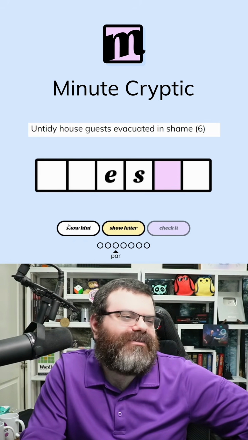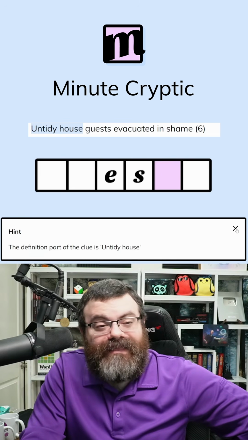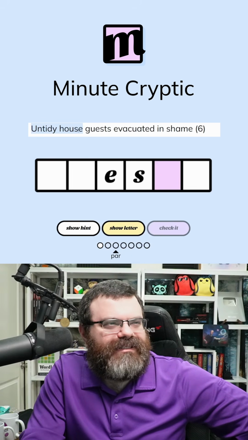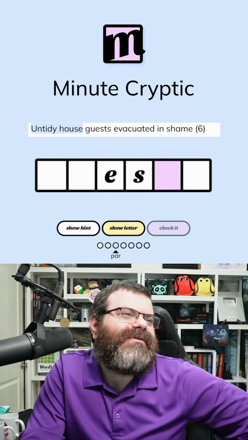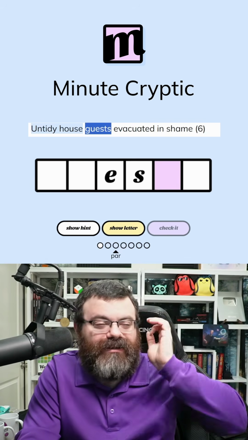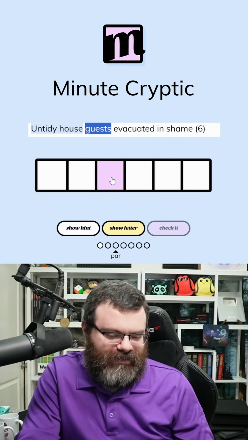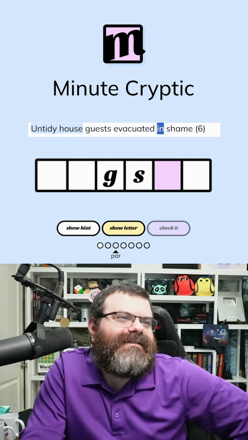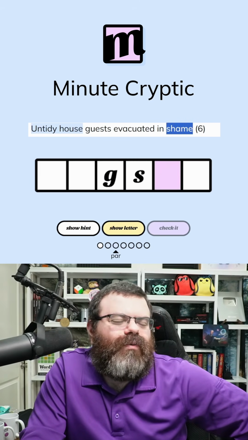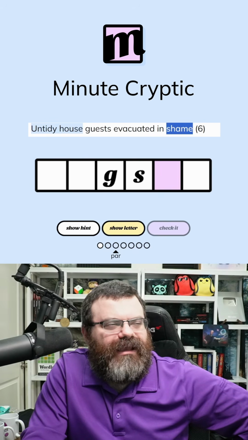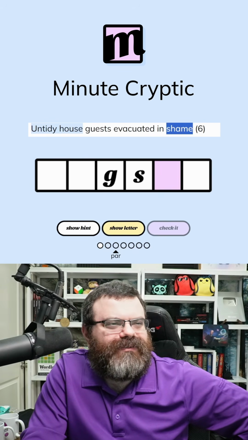I don't know. I'm going to show the hint to make sure I'm on the right track. I think I have the wordplay. I have the definition. I just don't quite understand how to execute it. Guests evacuated. So we need to evacuate guests, which I think means remove the middle. I don't know if we're taking the middle or the ends, like GS, and putting that inside a 4-letter word that means shame. And then that's going to mean untidy house.